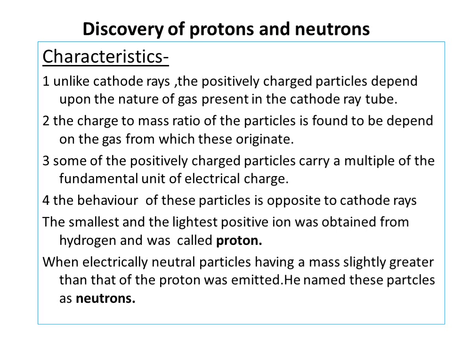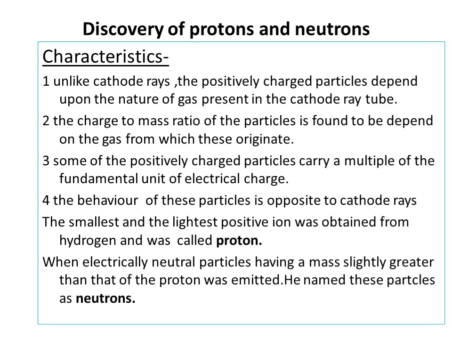Number 2. The charge to mass ratio of the particles is found to depend on the gas from which these originate. Number 3. Some of the positively charged particles carry a multiple of the fundamental unit of electrical charge. Last and fourth point, the behavior of these particles in the magnetic or electrical field is opposite to that observed for electron or cathode rays.